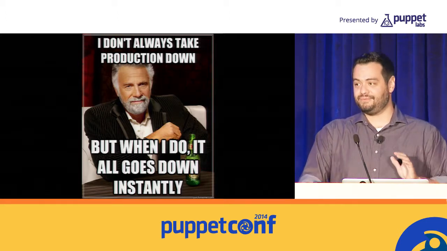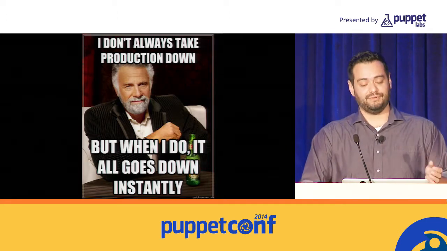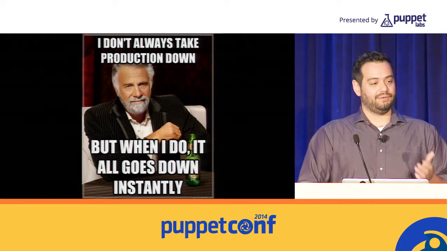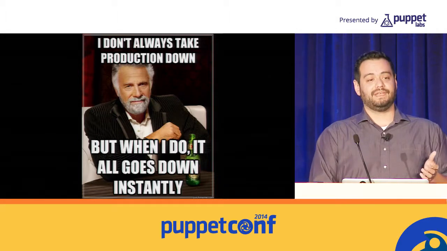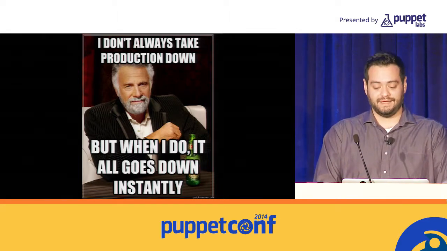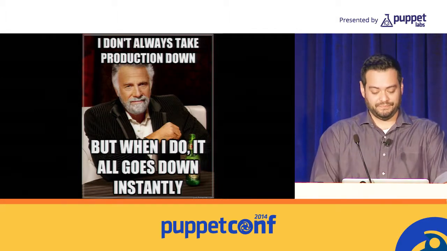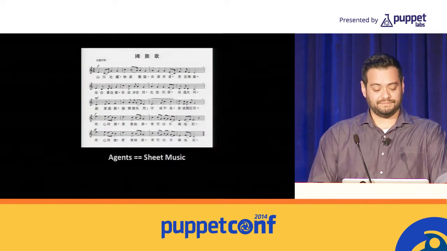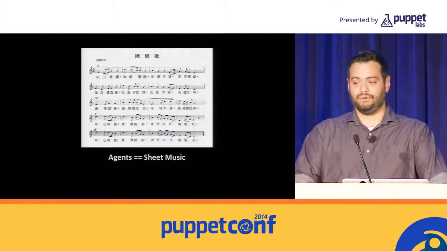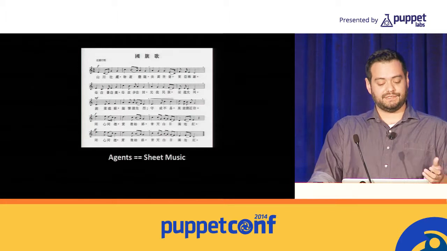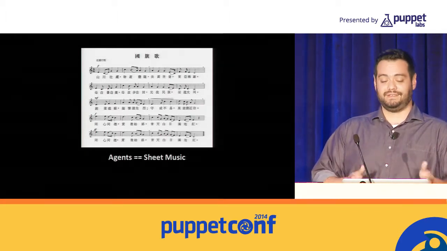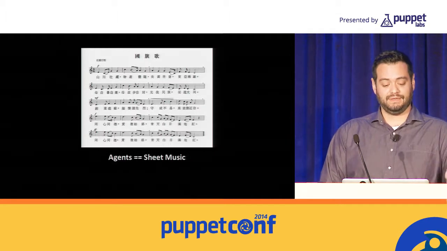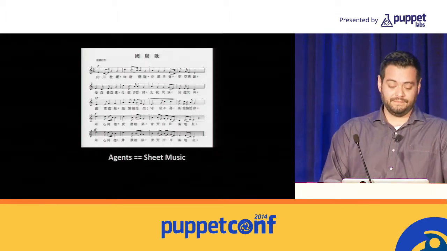And those checks and balances are there for a reason, to give you the input validation and testing and verification that the action that you want to run is going to do what you want it to do. So kind of relating it back to the orchestra example, these agents are basically the sheet music that the musicians are going to be looking at and using to play their piece.